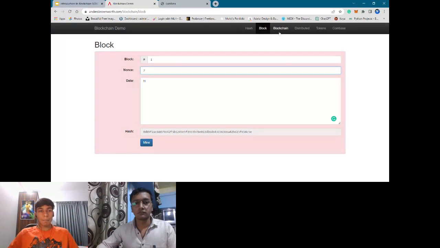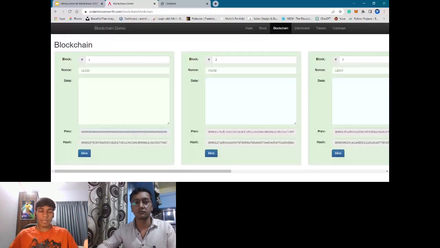So what exactly is a blockchain? You guys guessed it right. These blocks are all connected in a chain, and how are they connected? They're connected with their previous hash.